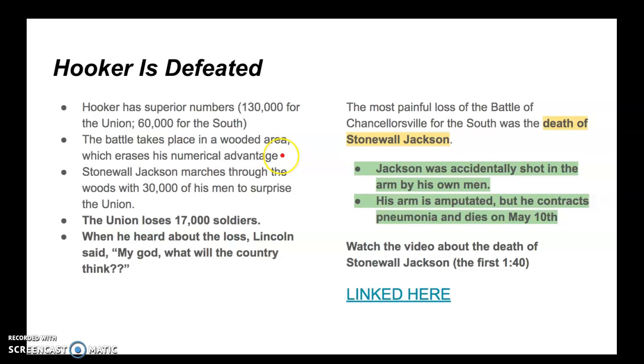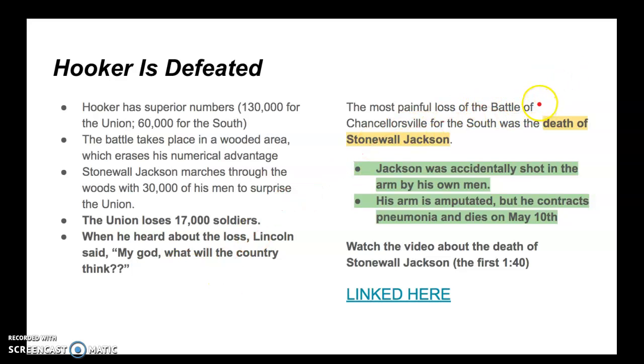The battle takes place in a wooded area, which erases Hooker's numerical advantage. All those soldiers aren't going to be doing much good for you if you're trapped in the woods and you can't move around and maneuver. So Stonewall Jackson for the Confederates marches through the woods with 30,000 of his men to surprise the Union. They come up behind the Union and attack. The Union loses 17,000 soldiers. And when he heard about this loss, Lincoln said, my God, what will the country think? The country's getting tired of all these bloodbaths.